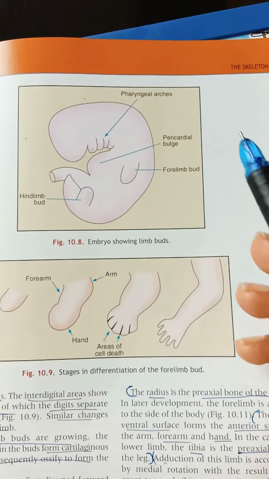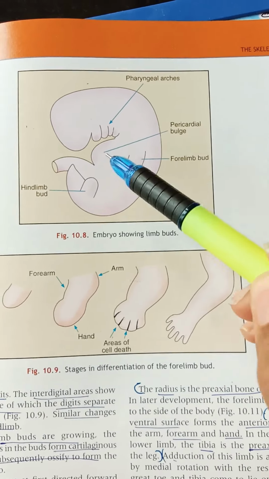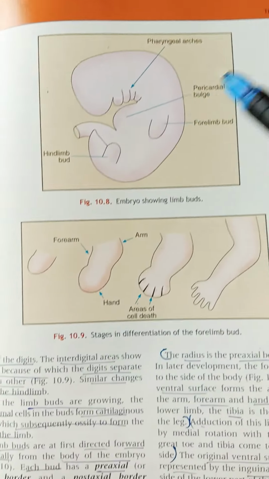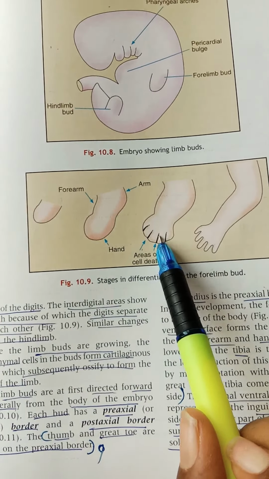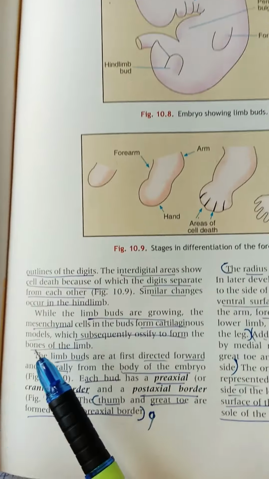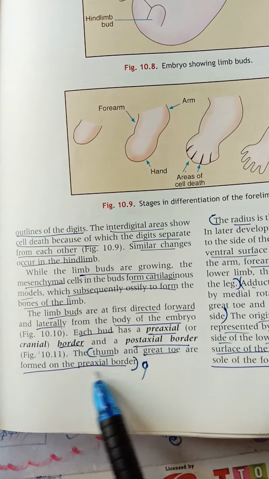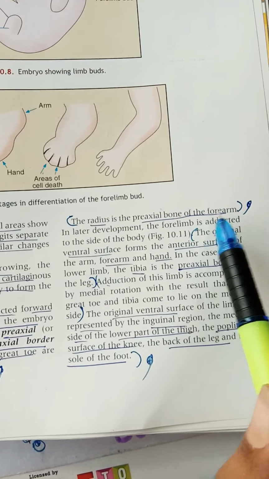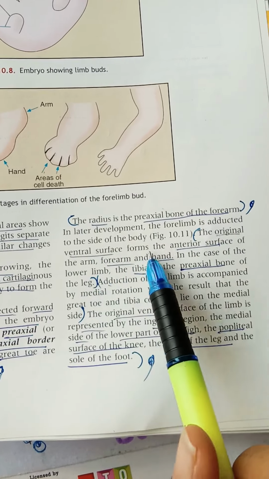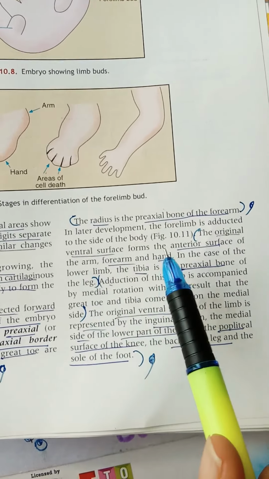So let us check out the structure. These are pharyngeal arches, pericardial bulge, forelimb bud, hind limb bud. So forearm, arm, and areas of cell death, so that finger spaces are formed in between them, right? So the thumb and the great toe are formed on the preaxial border, and the radius is on the preaxial border of the forearm. The original ventral surface forms the anterior surface of the arm, forearm, and hand.